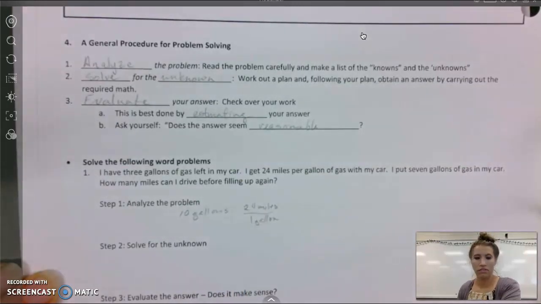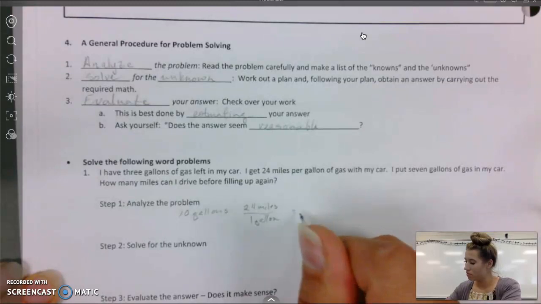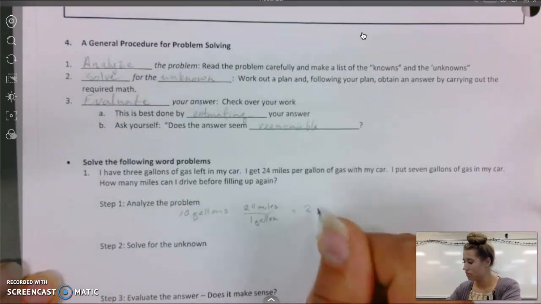Okay, so now I've analyzed the problem, I've listed my knowns, and the unknown is how many miles can I drive before I run out of gas? Well, I have 10 gallons of gas, and with one of those gallons, I'll go 24 miles. So 24 times 10 is 240 miles.